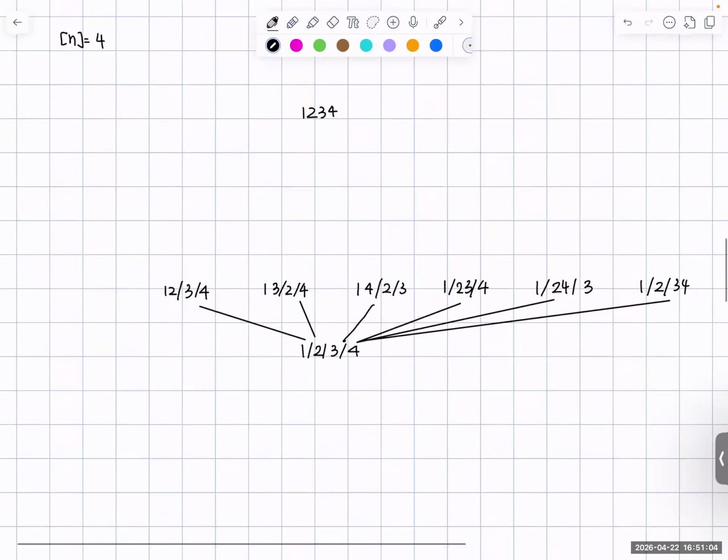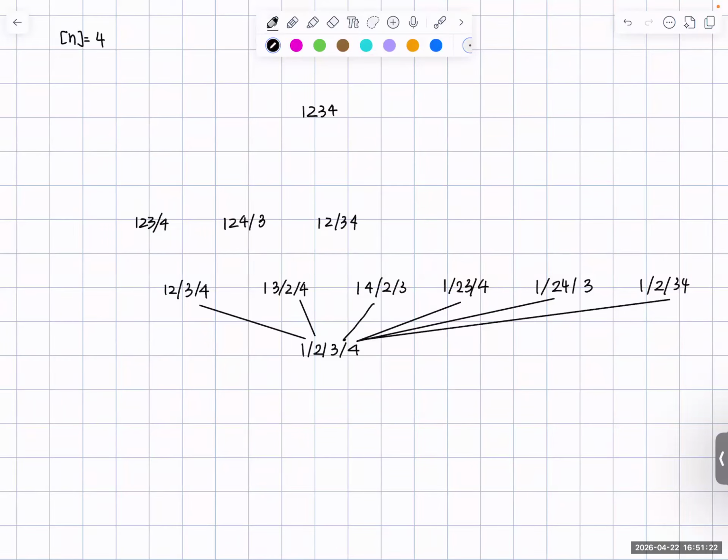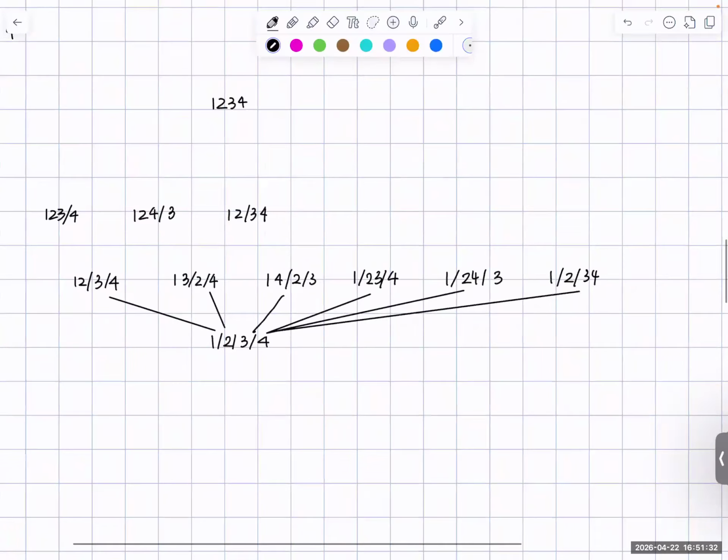And then afterwards, you can just combine things. So you can think about what this is a refinement of. It can be a refinement of, say, 1, 2, 3, and 4, or 1, 2, 4, and 3, right? Or you can do 1, 2, 3, 4. So you can either combine this with this, or this with this, or this with this. And then you can do all the things like that. So you will have 1, 2, 3, 4.